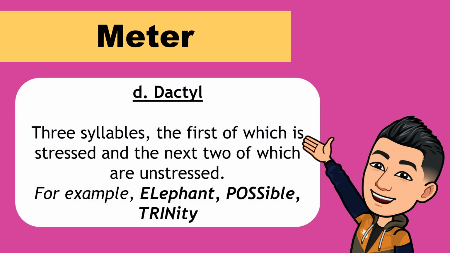Next, dactyl. 3 syllables. Okay, so this time, three syllables, the first of which is stressed, and the next two of which are unstressed. So those are the examples: elephant, where the first is stressed and the next are unstressed, then possible and Trinity.